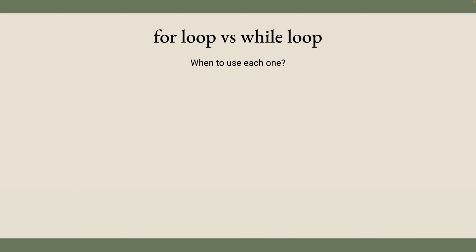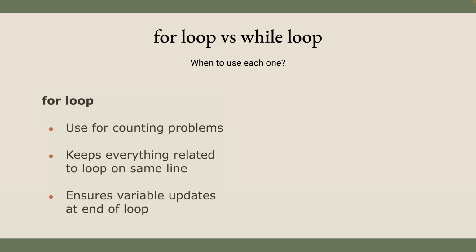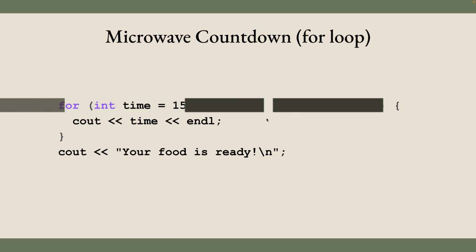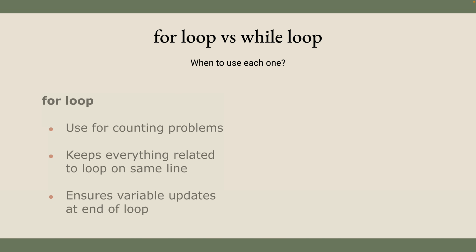Okay, for loop versus while loop. When to use each one? For loop is for counting, and while loop is for validation. Generally, you could use a while loop for counting problems. We saw it with this Morehouse example here. Technically you could do this with a while loop. Typically though, the standard is if you're doing a counting problem, you're going to be using a for loop. The two reasons why are, first, it keeps everything related to the loop on the same line, so it's easier to read the code. Second, it ensures the variable updates at the end of the loop. So it results in fewer errors than if you were to try to do this with a while loop.